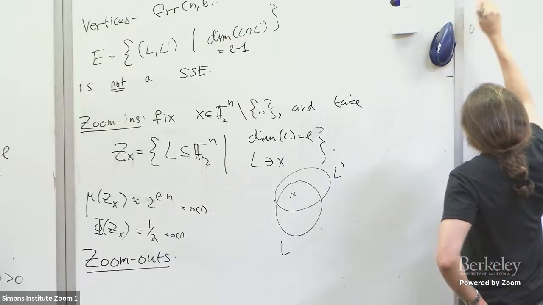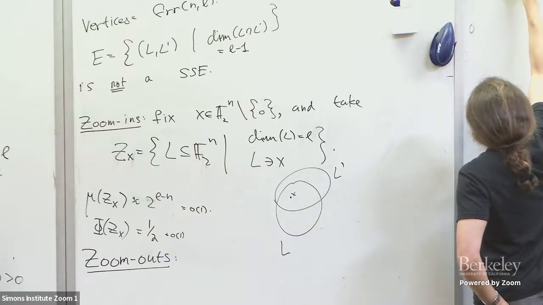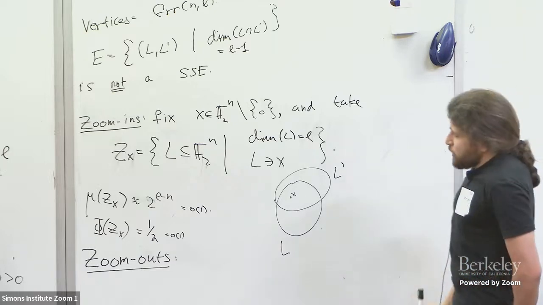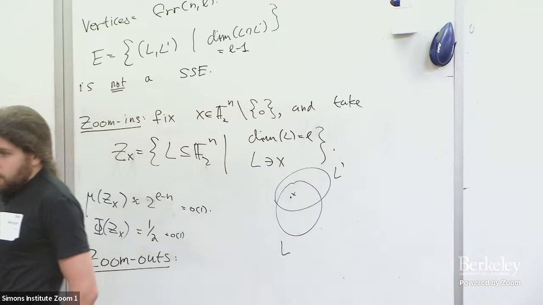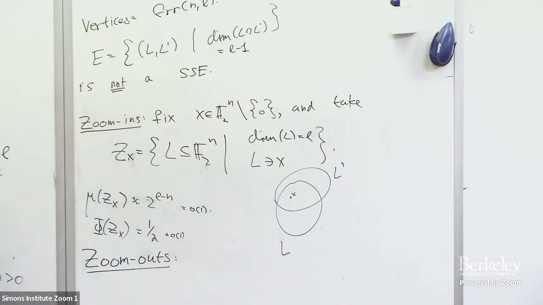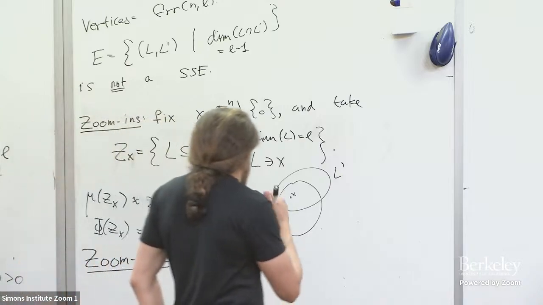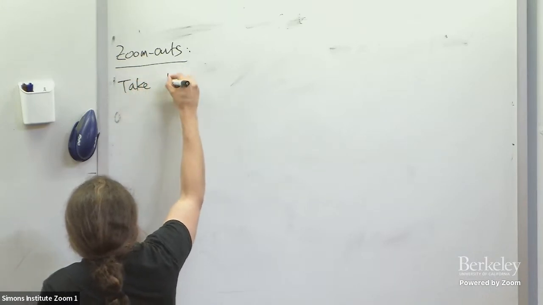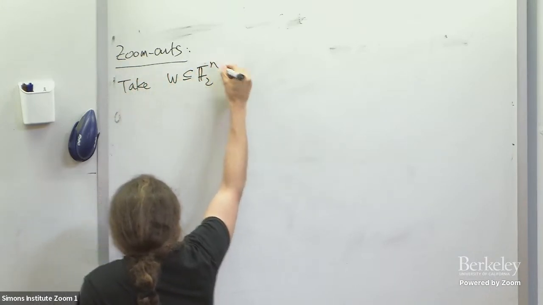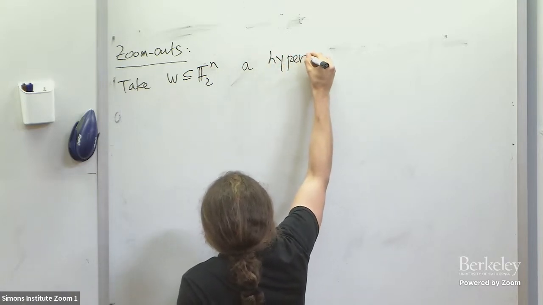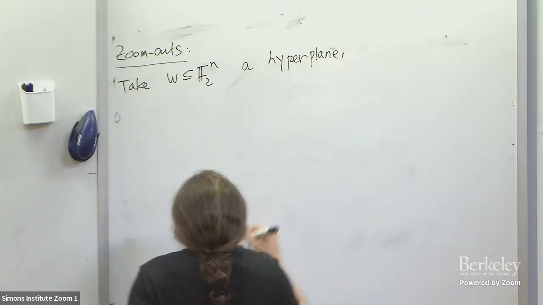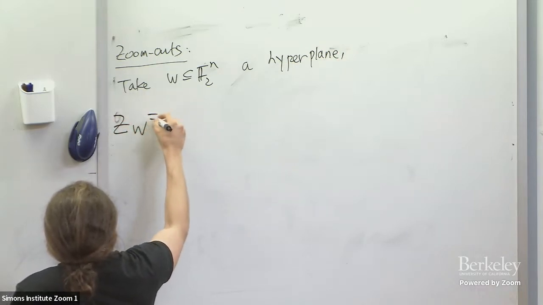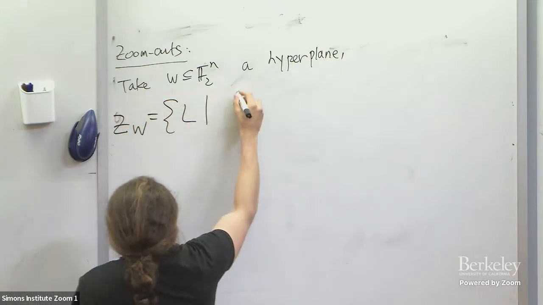So what are the zoom-outs? One way to think about it is you have L, you can take the dual of L, and then insist that the dual contains some vector. This is one way to think about it. Another way is, as I'm going to state, as hyperplanes. So take a hyperplane W, and consider the set ZW, which is all of the subspaces that are inside W.